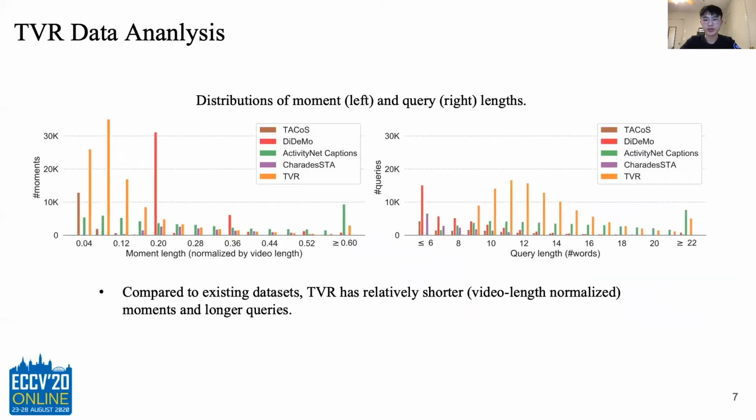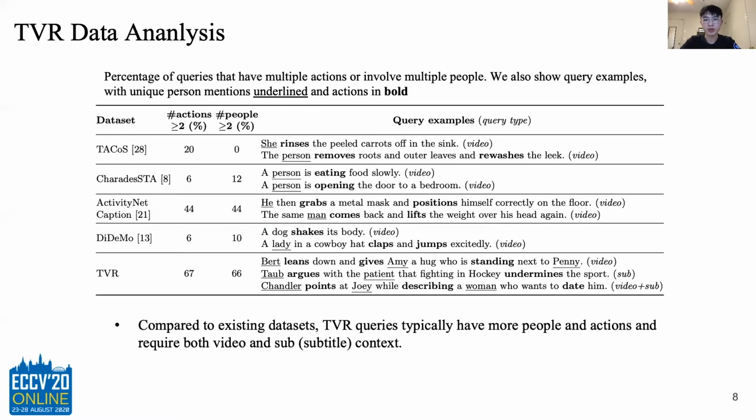Compared to existing datasets, TVR has relatively shorter video length normalized moments and longer queries. Here we show the percentage of queries that have multiple actions or involve multiple people. Compared to existing datasets, TVR queries typically have more people and actions and require both video and subtitle context.